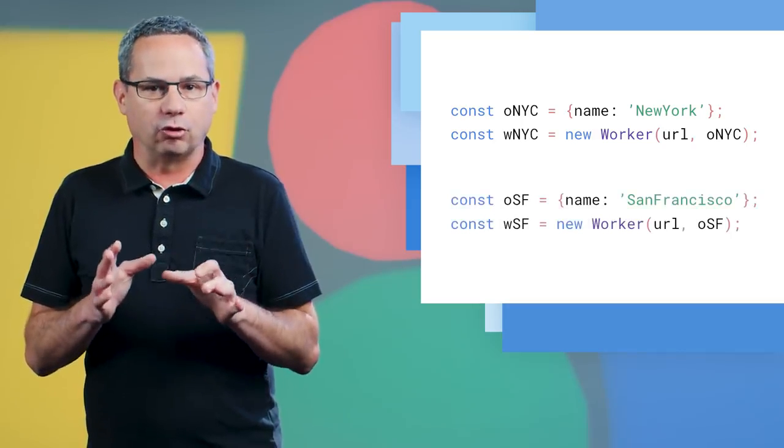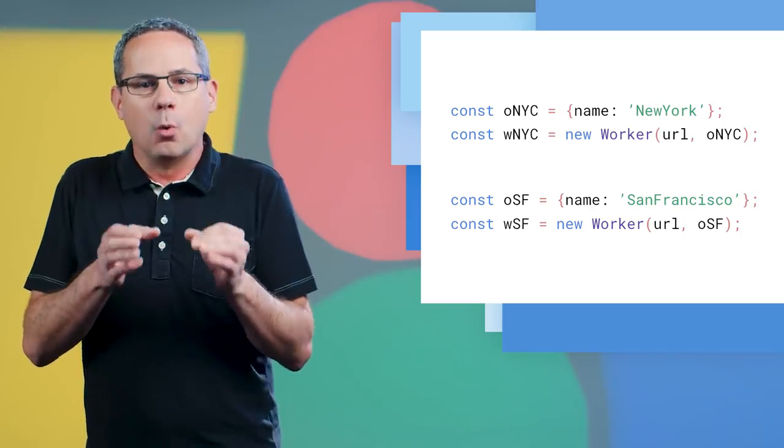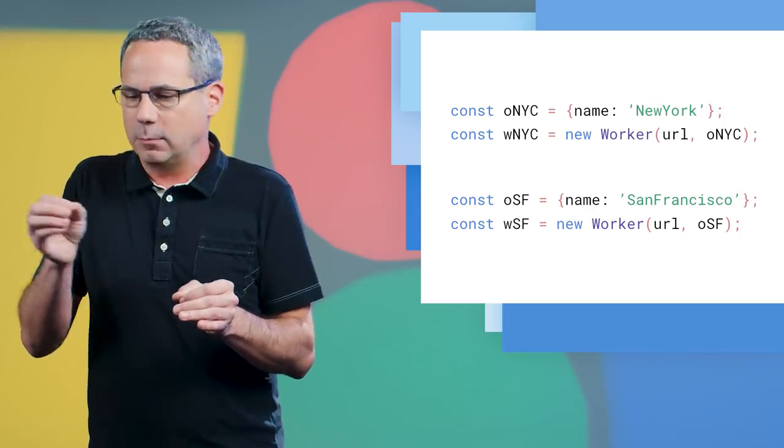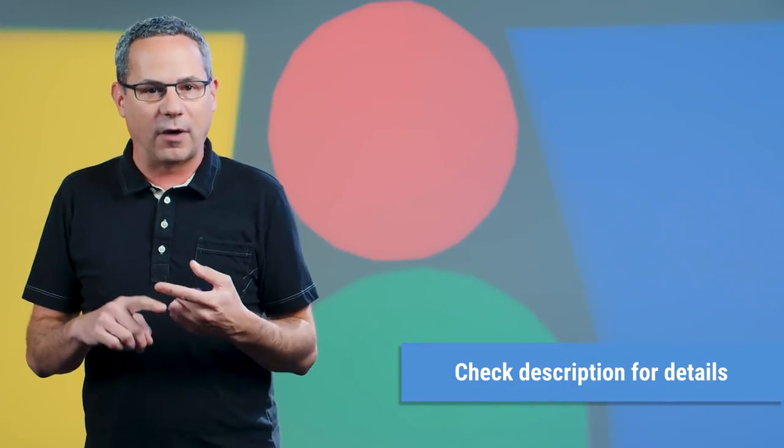This lets you distinguish dedicated workers by name when you have multiple workers with the same URL. You can also print the name in the DevTools console, making it much easier to know which worker you're debugging. Naming workers is already available in Firefox, Edge, and Safari.